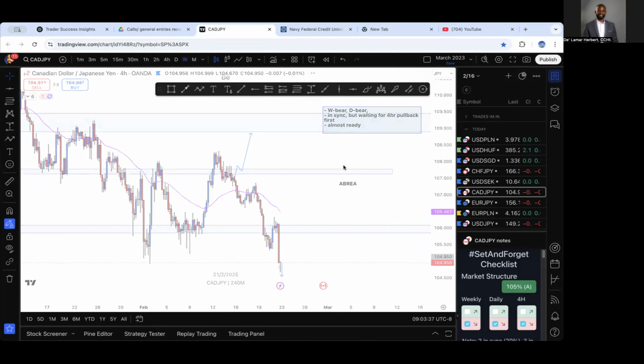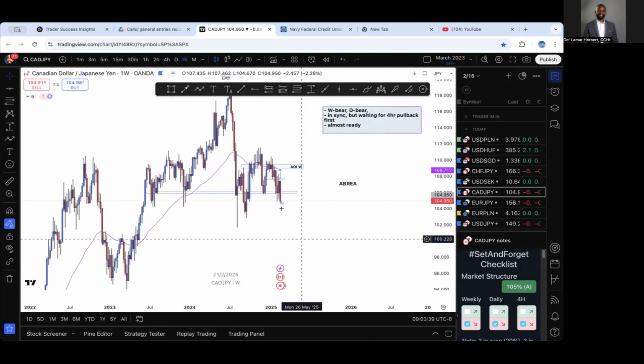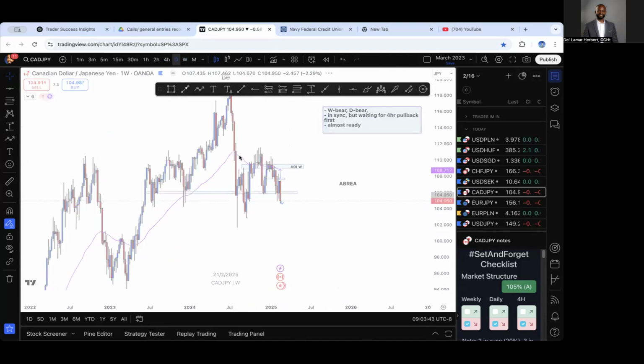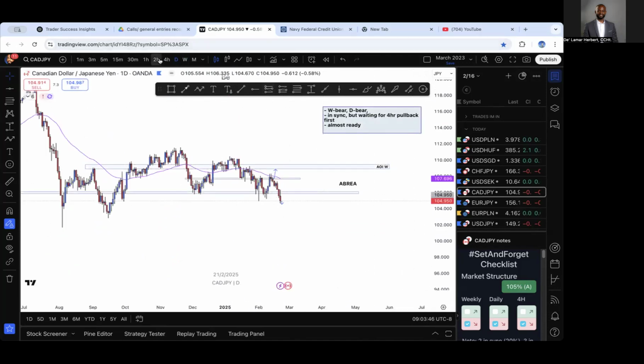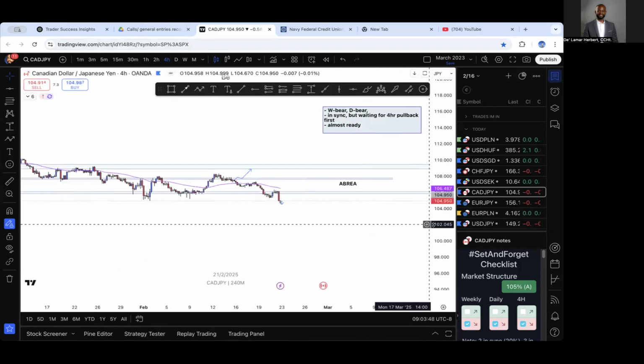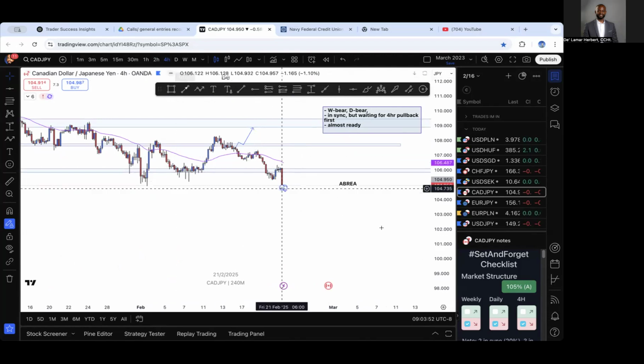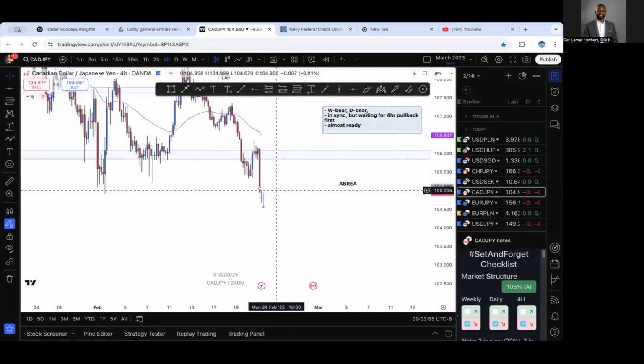CAD JPY. Okay, CAD JPY currently has moved away from area of interest, but it is bearish in sync with the daily, the 4-hour as well. Could see a pullback, waiting for that pullback, a substantial pullback, right? Once we see a substantial pullback, then it'll be almost ready. So I just keep it up here because it can happen within a day, I think. Within 4 hours, 8 hours, it can happen within a day.